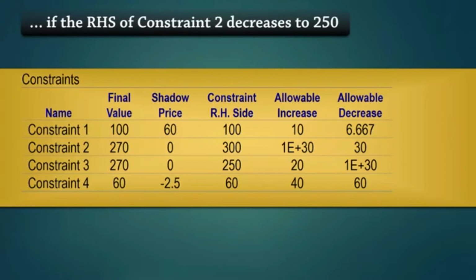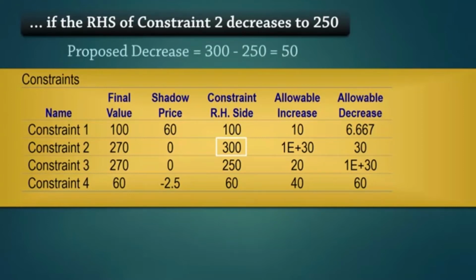And what will happen if the right-hand side of constraint 2 decreases to 250? Notice here that the allowable decrease for constraint 2 is 30. The current value is 300, so decreasing it to 250 is a proposed decrease of 50. Since the proposed decrease exceeds the allowable decrease, the shadow price is no longer valid. As a result, we cannot tell what will happen to profit based on this output. We need to resolve the model.